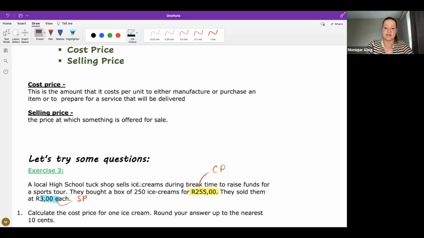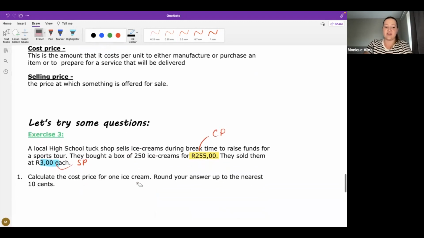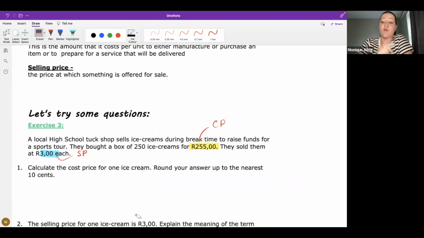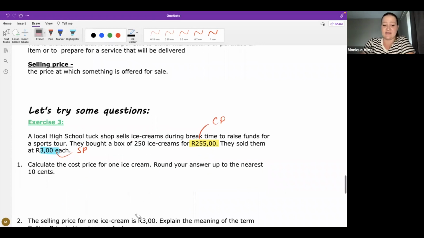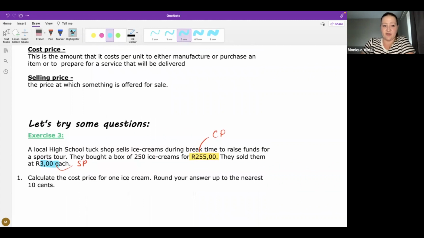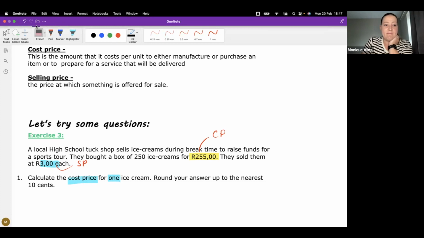Now that we've looked at our information, let's look at question 1. It says, calculate the cost price for one ice cream. Round your answer up to the nearest 10 cents. So there's two things we need to focus on in this question. Cost price, we need to work that out. Cost price for one ice cream. So let's focus on that first before we worry about rounding our answer. I'm going to ask you guys to quickly try that for me.